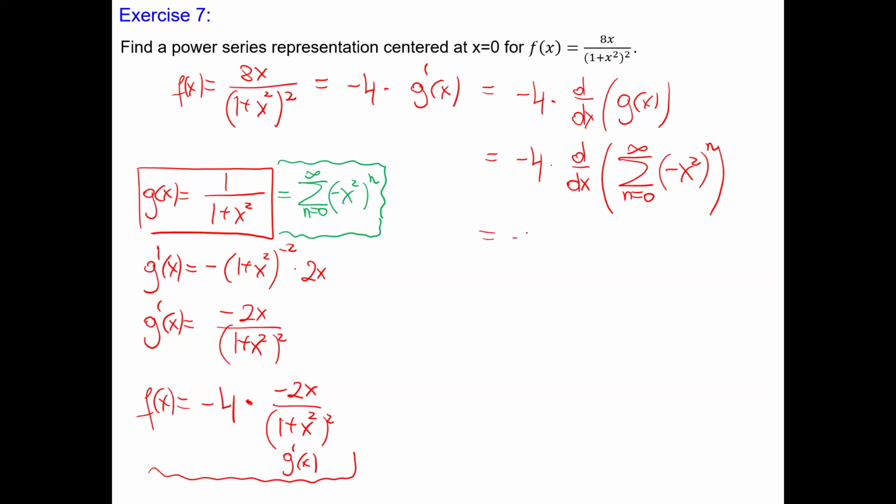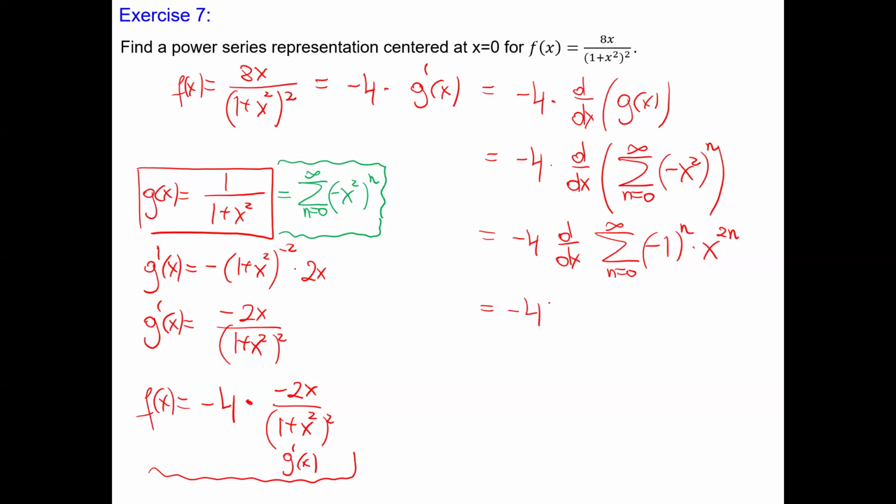Now let's clean everything up before taking the derivative: negative 1 to the n and x to the power of 2n. We will only differentiate the variable, not the constant. When we expand this, the first term, taken to the power of 0, is 1, a constant. We will lose this.